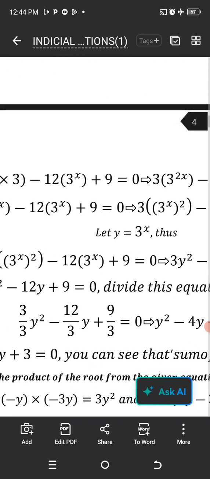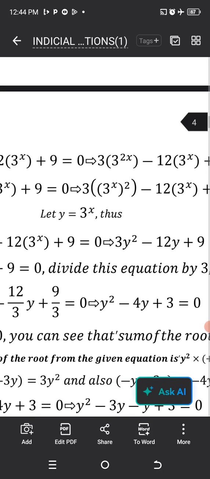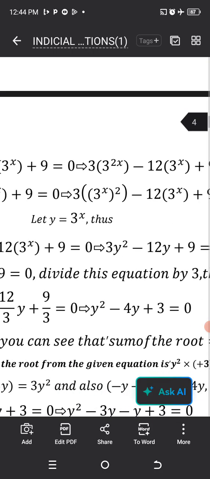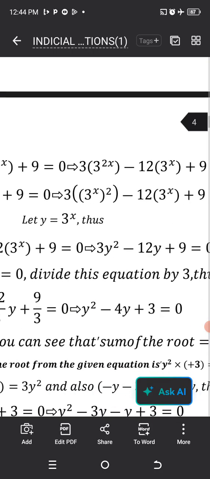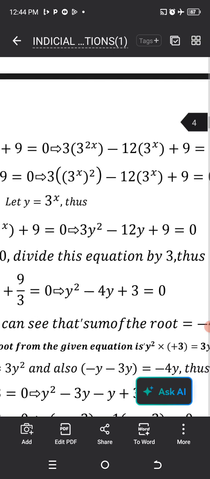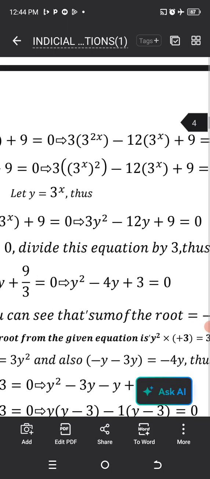So from here, you can see that the expression has now changed to 3 inside parentheses 3 raised to power 2x, minus 12 inside parentheses 3 raised to power x, plus 9 equals 0. This can still be expressed as 3 inside parentheses 3 raised to power x, all raised to power 2, minus 12 inside parentheses 3 raised to power x, plus 9 equals 0.